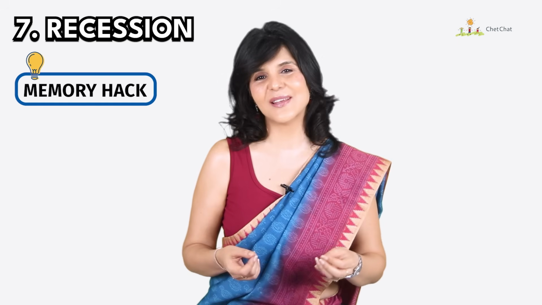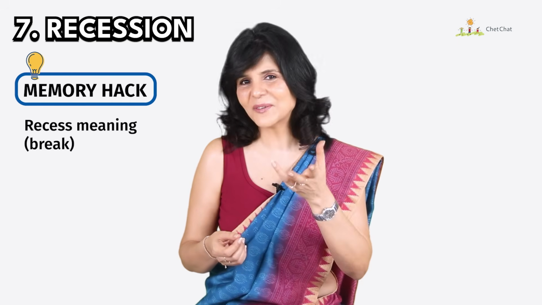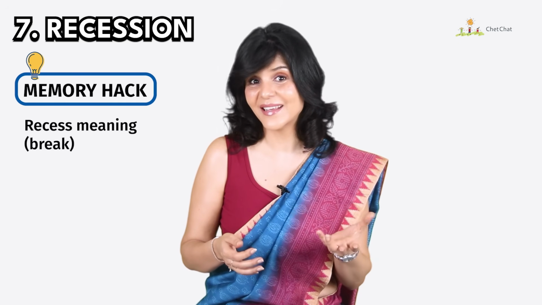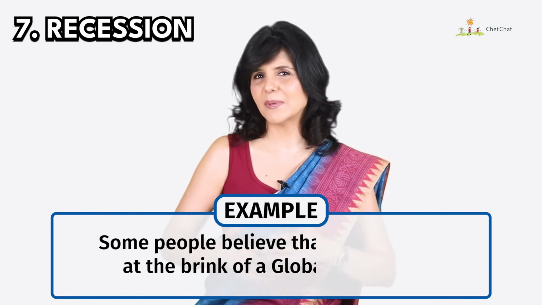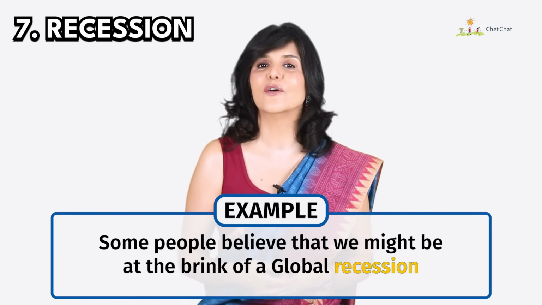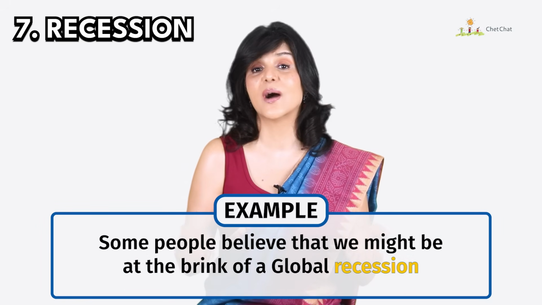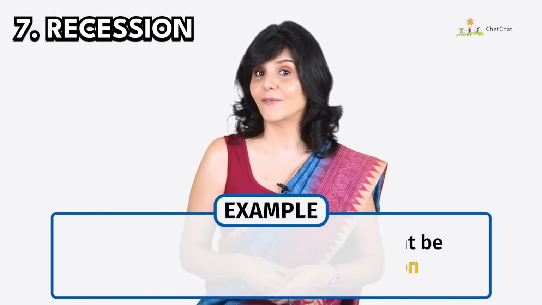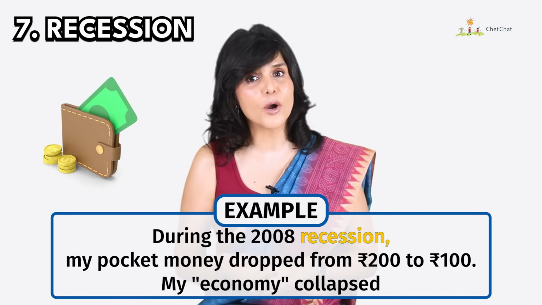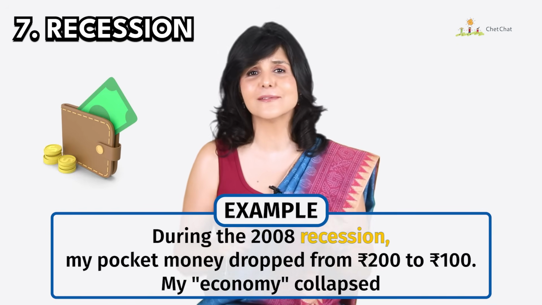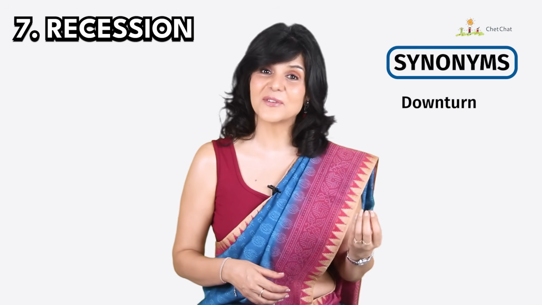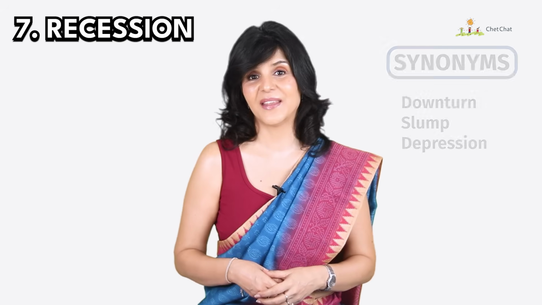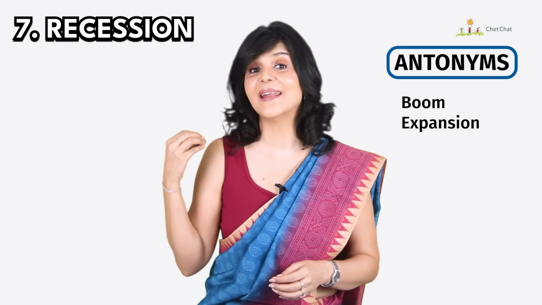One memory hack is to think of the word recess. In school you had a break or a recess. So the economy is taking a break and is declining. Some people believe that we might be at the brink of a global recession, a worldwide economic decline right now. During the 2008 recession, my pocket money dropped from 200 rupees to 100 rupees. My economy collapsed. Synonyms for recession are downturn, slump and depression. Antonyms are boom and expand.